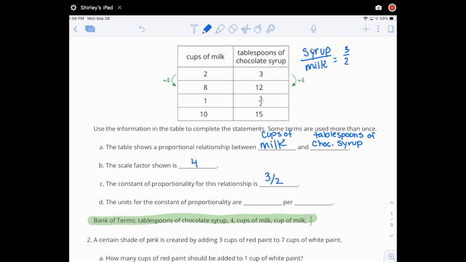So I have 3/2. If I want to go ahead and make that into a decimal so it makes a little bit more sense, that means I have 1.5 tablespoons of syrup per cup of milk. Okay, so when it talks about my unit, I have tablespoons of chocolate syrup per cup of milk. So you want to make sure you're picking that one. There is a difference between cups of milk and cup of milk. When you're talking about constant of proportionality or unit rate, it's always how the right side of your table changes for 1 unit in the left.